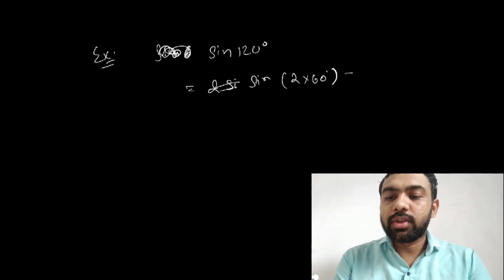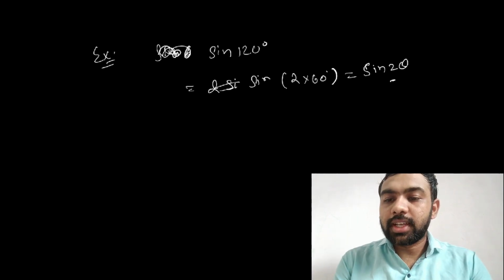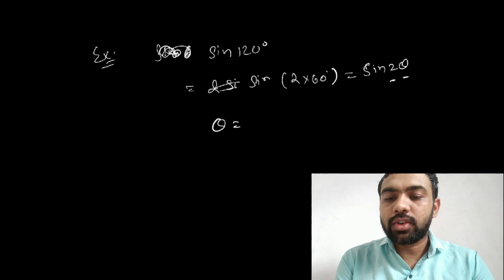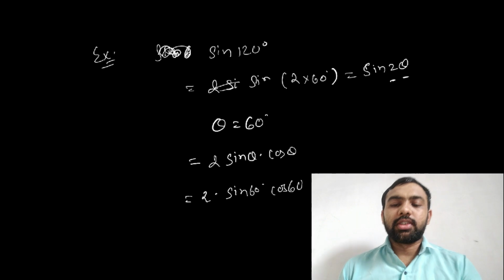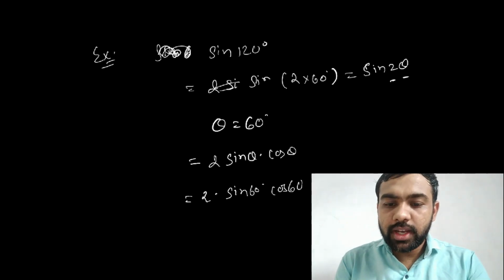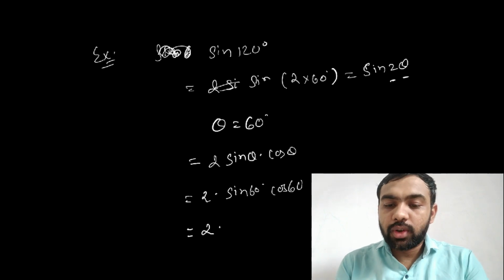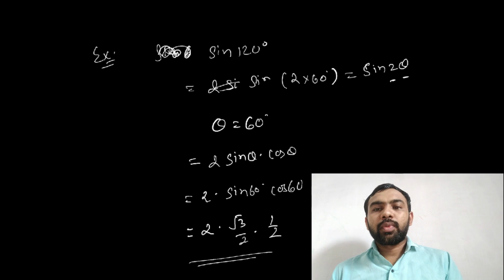So what is this actually? It is equal to sine 2 theta. Here 2 is there, but theta is what? 60. So here theta is equal to 60. Use this relation, 2 sine theta into cos theta. So 2 sine theta means sine 60 into cos 60. Sine 60 is a known value, cos 60 is a known value. Sine 60 is what? Root 3 by 2. Cos 60 is what? 1 by 2.